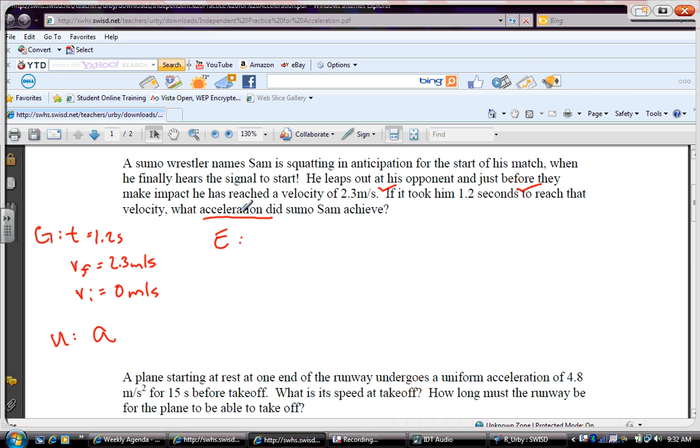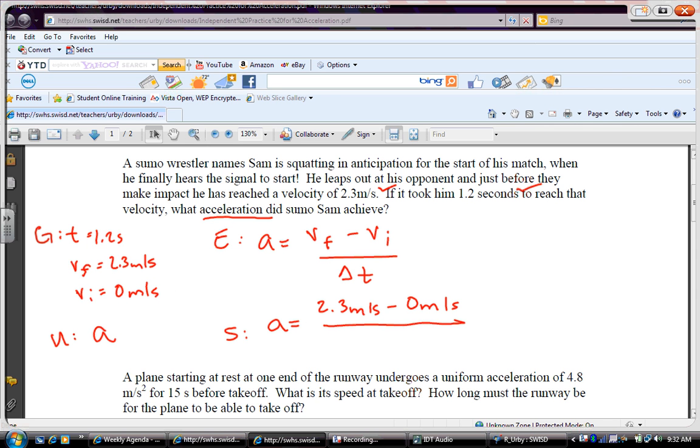The equation for finding acceleration, we know from our equation sheet, is going to be acceleration equals final velocity minus initial velocity divided by the change in time. So we'll plug these numbers in where they belong over here in the equation with our substitution step. It should look like this. It should be acceleration equals our final velocity of 2.3 meters per second minus our initial velocity of 0 meters per second divided by our change in time, which is 1.2 seconds.